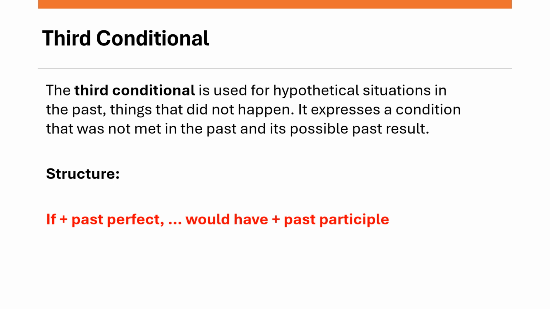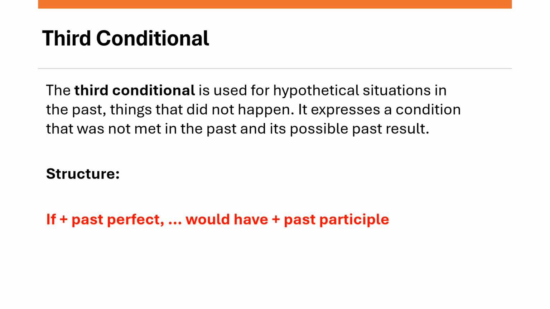Third conditional sentences. The third conditional is used for hypothetical situations in the past, things that did not happen. It expresses a condition that was not met in the past and its possible past result. Third conditional sentences express alternate circumstances in the present. This is used to indicate that the outcome would have been different if there was a change in the past event mentioned in the dependent clause.